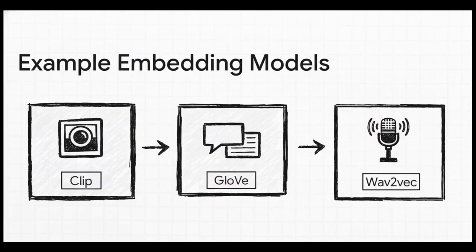And of course, you're not going to use the same model for everything. There are specific models that are experts in different types of data. For instance, you might use a model like CLIP for images, or something like GloVe for text, or even Wav2Vec for audio files. Each one is finely tuned to understand the unique patterns of its own data type.